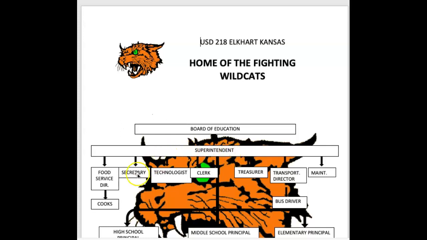Under the superintendent in our district, we have the food service director, the secretaries, the technologists, the clerk, the treasurer, the transportation director, and maintenance. Under our food service direction, we have cooks. Under the transportation director, we have bus drivers.